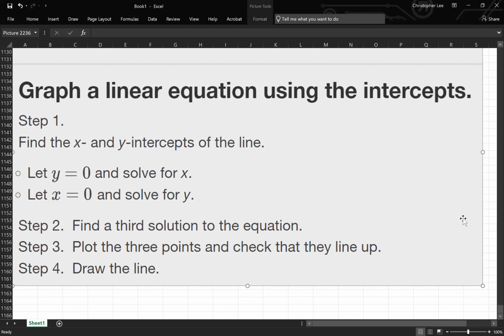Step two, you want to find a third solution to the equation. My recommendation, the denominator. Whatever the denominator is, positive or negative, your choice, or do both if you want to do 4 points. It doesn't matter. Then you want to plot 3 points, and you want to check that they line up. After that, you just connect the dots with the line, and that's the end of it.